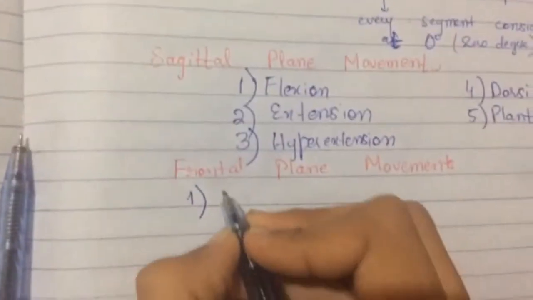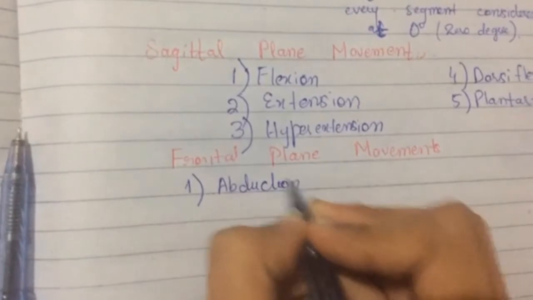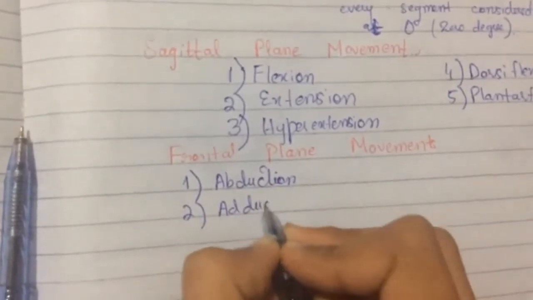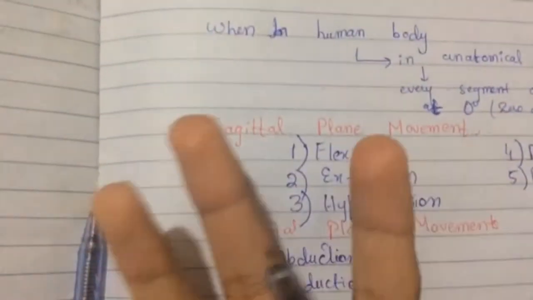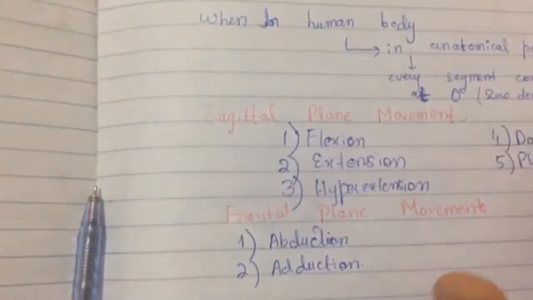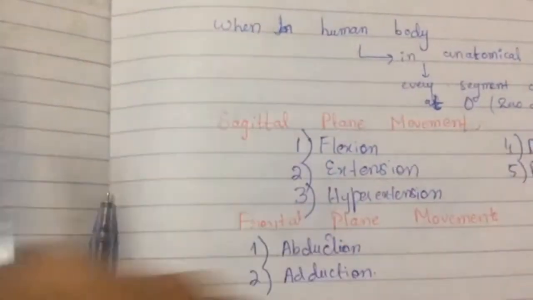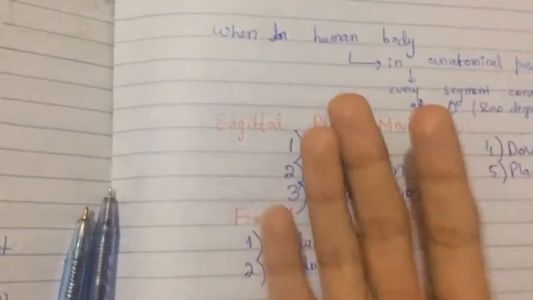Number one is abduction. These are the two major movements of the frontal plane: abduction and adduction. Basically, abduction is to take away and adduction is to bring back. If a body segment is moved away from the midline, that is called abduction. And if a body segment is moved closer to the midline of the body, that is called adduction.